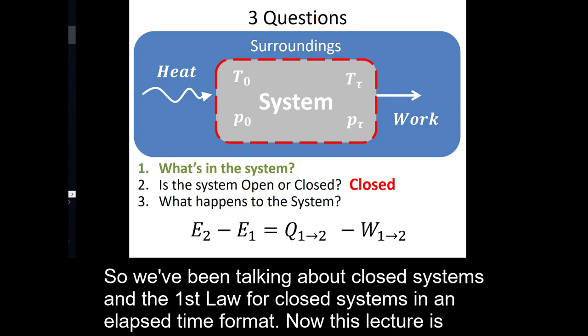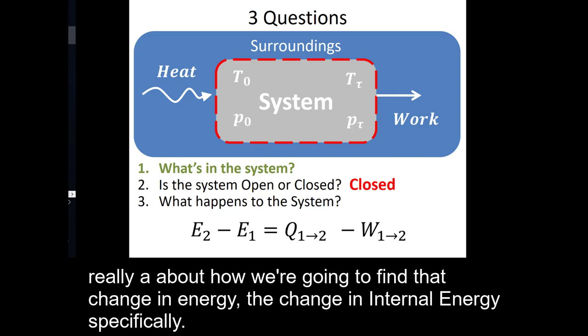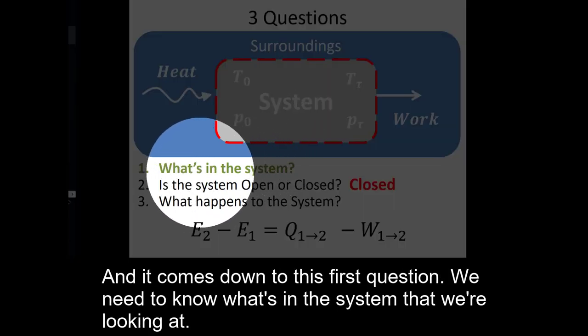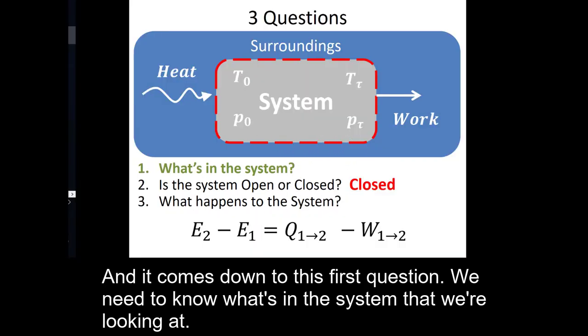So we've been talking about closed systems and the first law for closed systems in an elapsed time format. Now, this lecture is really about how we're going to find that change in energy, the change in internal energy specifically, and it comes down to this first question. We need to know what's in the system that we're looking at.